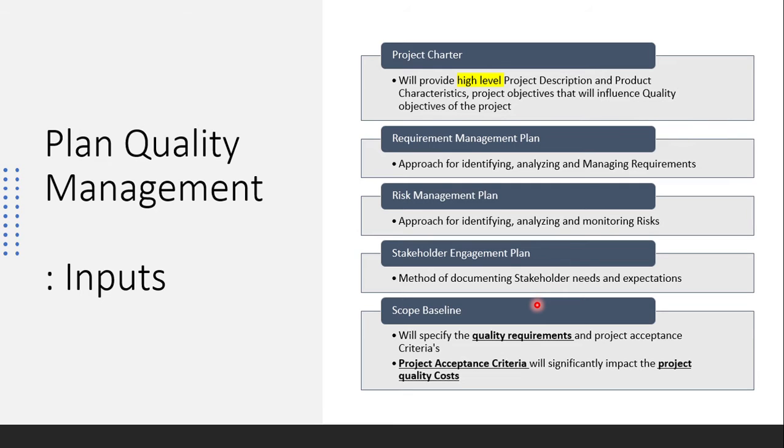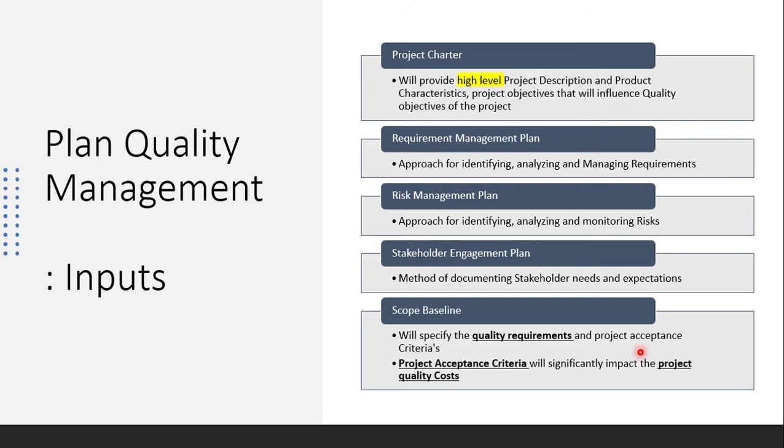In the scope baseline, if you can recall, the project scope will definitely give you the quality requirements required and expected by your project stakeholders. Not only the quality requirements, it will also give you the project acceptance criteria. The UAT acceptance criteria will be discussed at the project scope level. So the project acceptance criteria will definitely give you the project quality requirements that are expected by your project stakeholders.